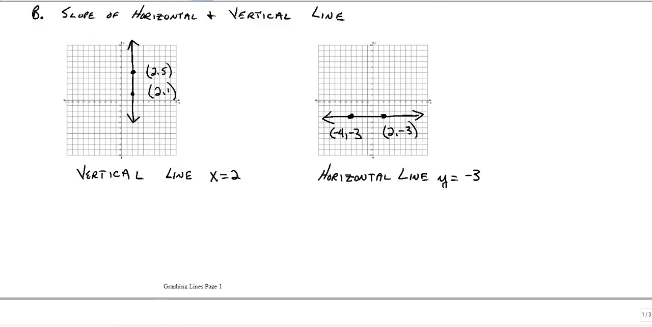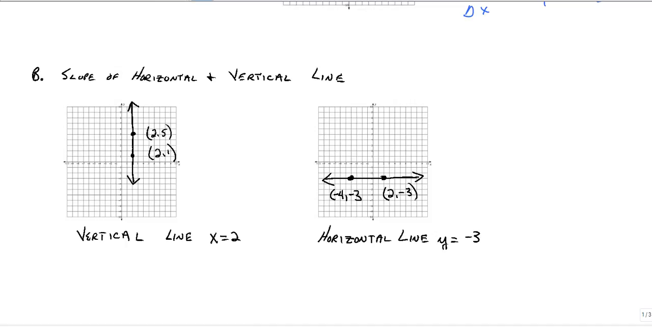Here's a couple special cases. The slope of horizontal and vertical lines. Okay, so if I have a vertical line, I'm going to take the slope of this line. So it's going to be the difference of the y's, so the slope is equal to 5 minus 1, and the difference of the x's is 2 minus 2. Slope is equal to 4 over 0.